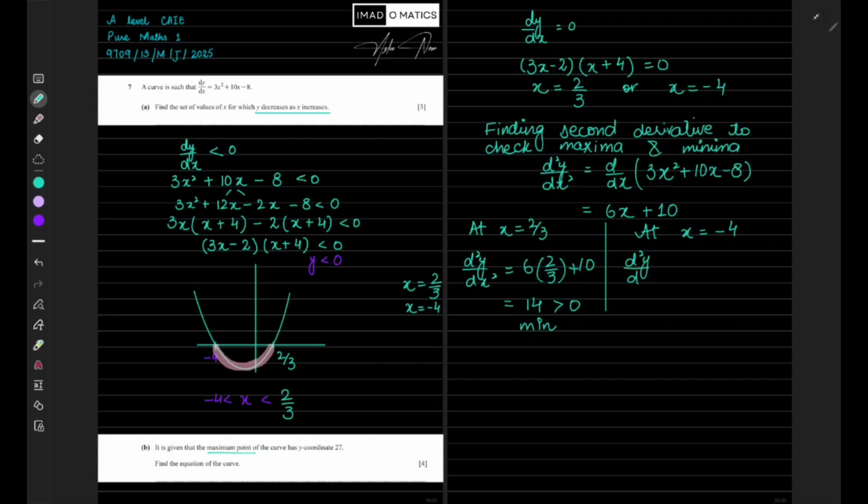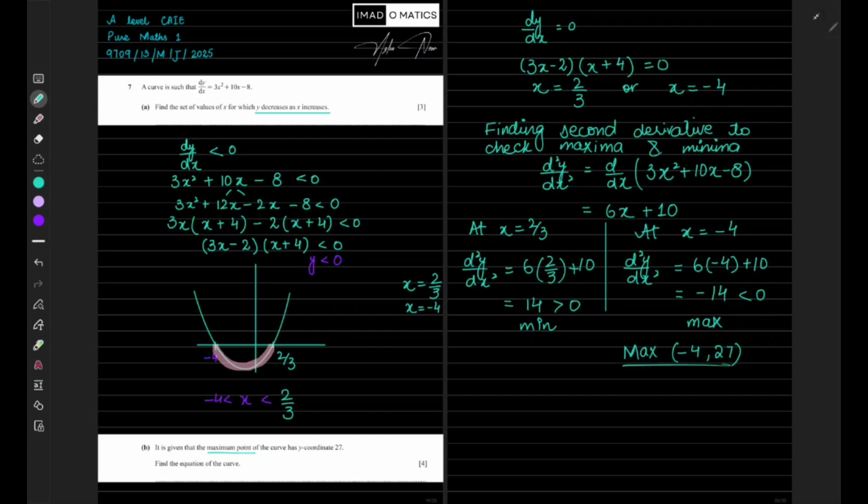And at x equals minus 4, d square y over dx square is equal to 6 times minus 4 plus 10. Minus 24 plus 10 is minus 14, so less than 0, and that is a maximum. So this is the point where we have maxima, where the y coordinate is 27. So you have the point minus 4 comma 27 where you have a maximum.